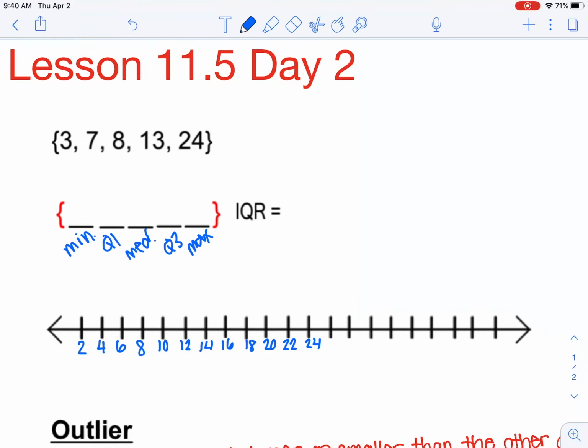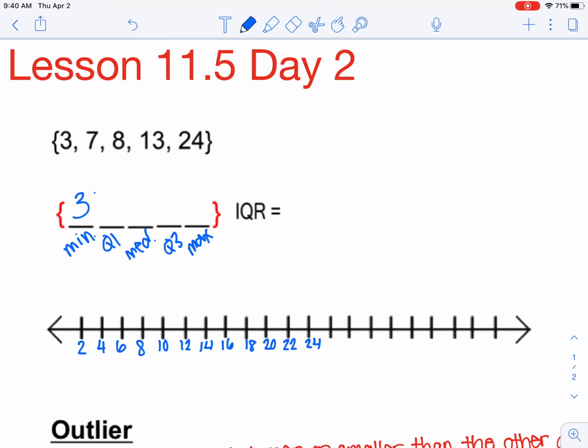Today we are going to go over Lesson 11.5, Day 2. We are going to focus on reviewing box and whisker plots, and then we will talk about how to find outliers. So to start off, make sure that your data set is in order from least to greatest. This one is in order for us already, so we can find our 5 key points.